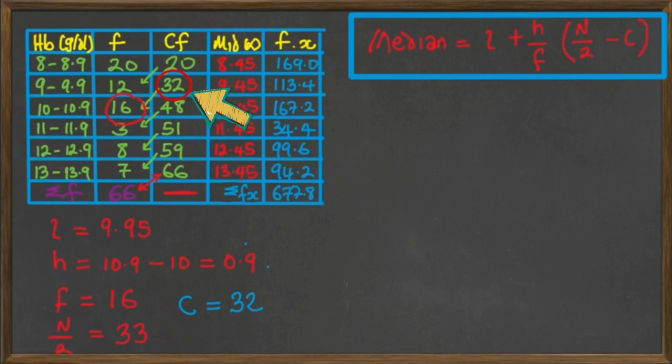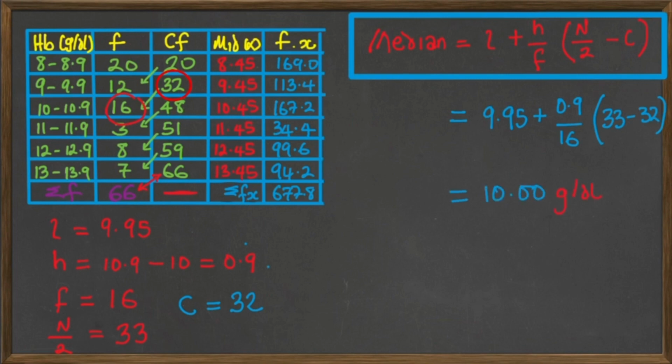Okay, so with our formula, we're just going to plug all of this in. We have our 9.95 as our L, our H is 0.96, divided by our F, which is 16, and then we'll be putting in 33 minus C, our C is 32. By the time we put all of this in, we're going to be getting a median of 10.0.